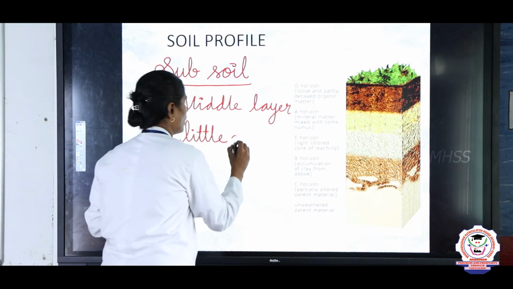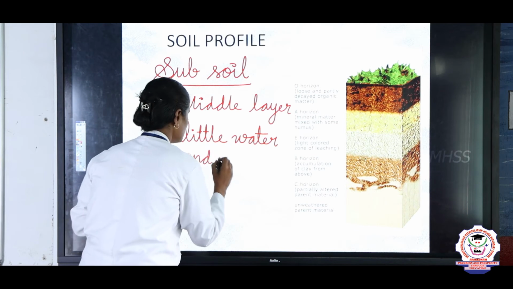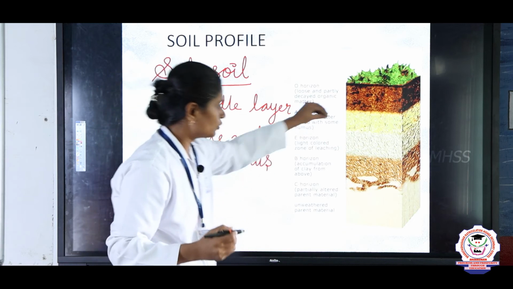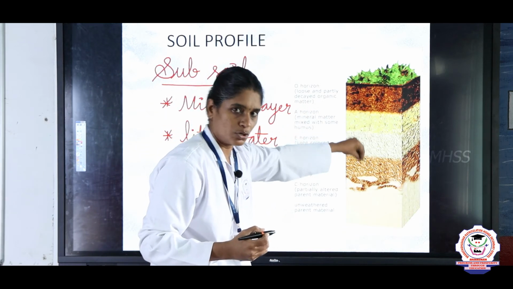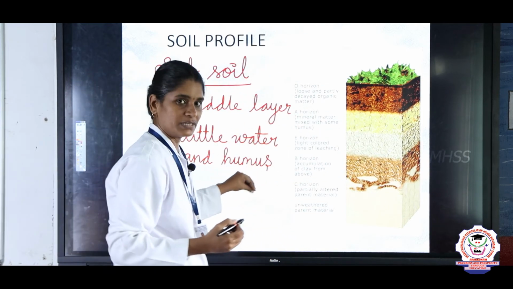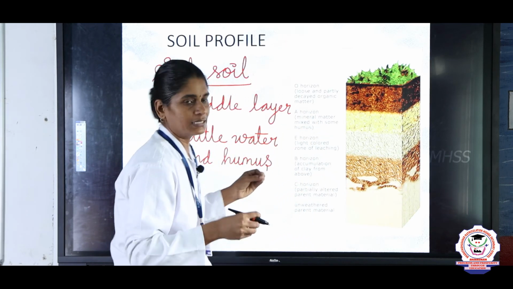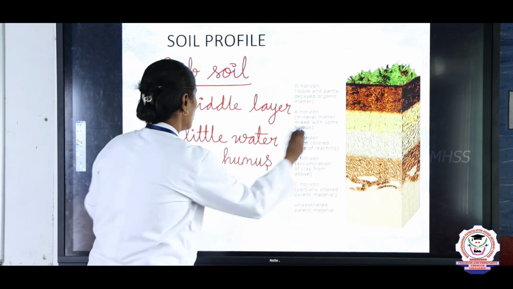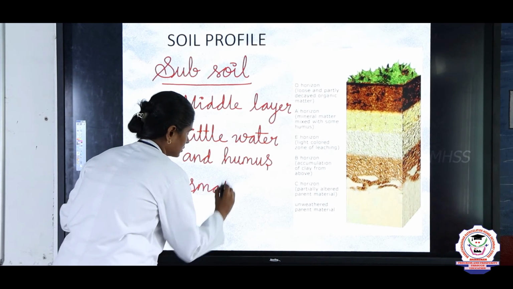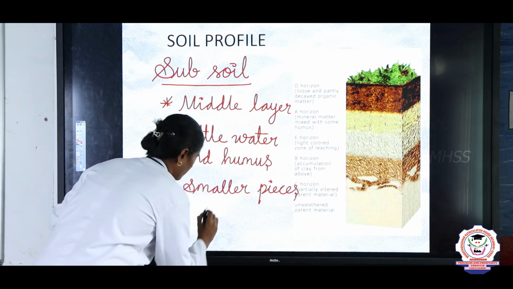So, there is only little water and humus. As there is little water and humus, only some part of the root will be fixed in the subsoil. We cannot see most of the roots in the subsoil. We can see a little part of the roots of the trees present in the subsoil, right. And also this subsoil has smaller pieces of rocks.